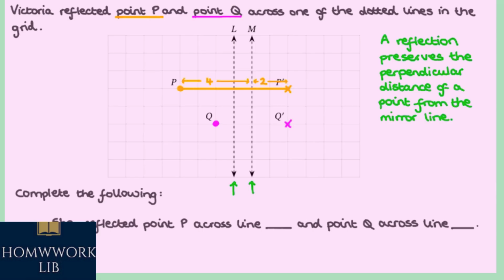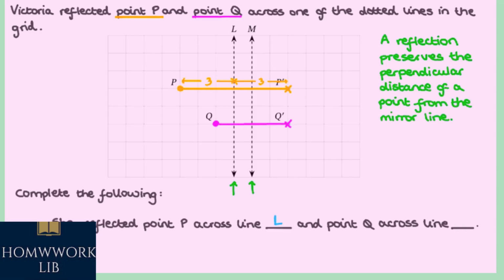If we consider line M, we can see that point P is 4 squares away horizontally, whereas P' is 2 squares away horizontally. Therefore, line M cannot be the mirror line used for point P, as the perpendicular distances are different. If, however, we consider the perpendicular distance between line L and the points P and P', we can see that in each case this perpendicular distance is 3 squares. So this tells us that Victoria reflected point P across line L.